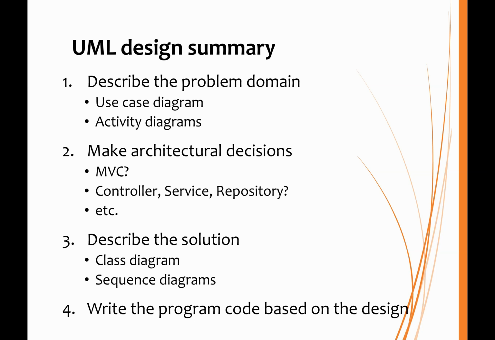Then we can begin to describe the solution, and the class diagram will reflect the architectural decisions made in step 2 and will describe the classes that are needed for each use case, and will in one diagram show all the classes for all the use cases. And then we'll have a separate sequence diagram for each use case to show the sequence of method calls between the various objects in the application. And when we've done all of this thinking and planning, we have a complete solution, and so then we're ready to write the program code based on the design.